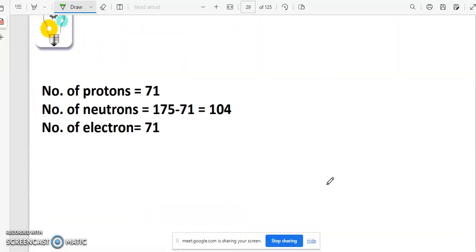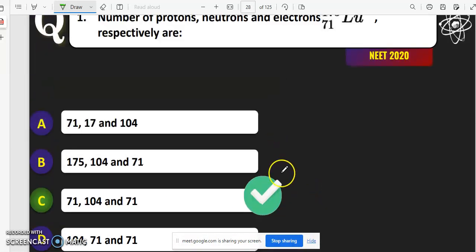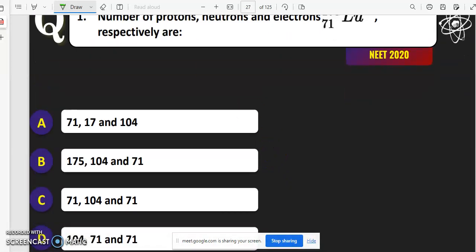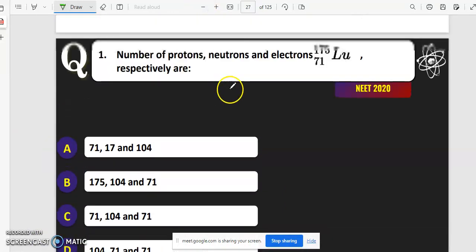So let's take a question here. Actually this question came in a previous year competitive exam. It came in the NEET exam 2020, and also in other competitive exams in previous years. The question is: find the number of protons, neutrons and electrons in the case of lutetium, where the atomic number is 71 and the mass number is 175. So, can you try this question? You have to tell.